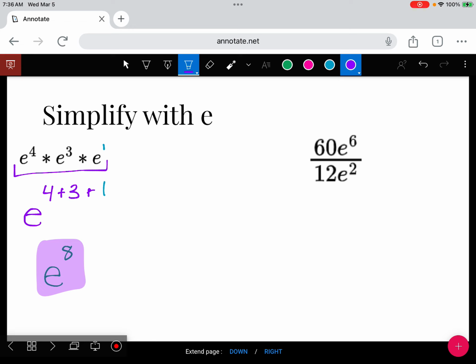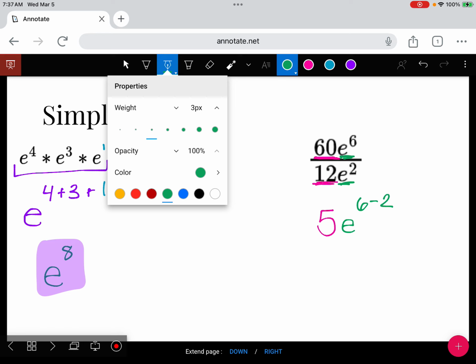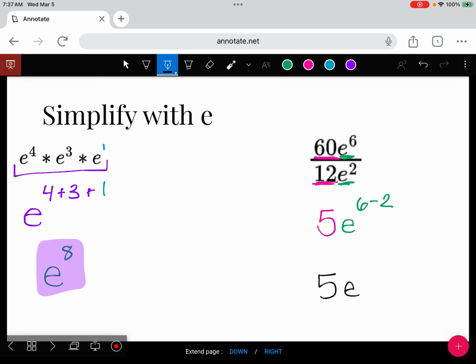60 e to the 6 over 12 e squared. What are we going to have over here? Divide 60 by 12, and we get 5. What can I do with my e's? Subtract. So we're going to take our e to the numerator minus denominator, 6 minus 2. So our final answer is going to be 5 e to the what? 4.